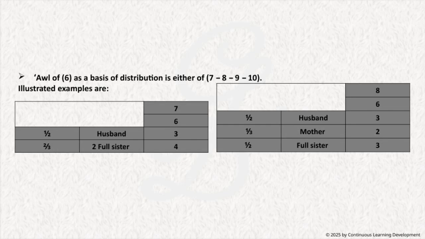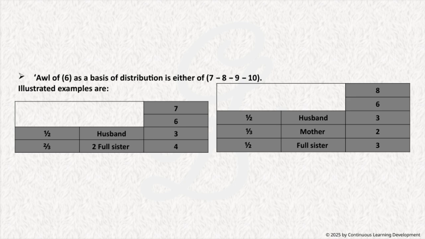Let's take a closer look at this slide. Here, we're exploring how the distribution of an estate is calculated based on certain rules. The table shows different family members and their respective shares. For example, the husband is allocated half of the estate, which corresponds to 3 parts. Similarly, the mother is assigned 1/3 with a value of 2 parts. The full sister gets half with 3 parts assigned to her.